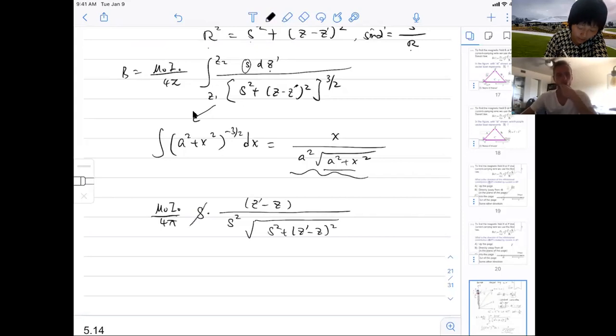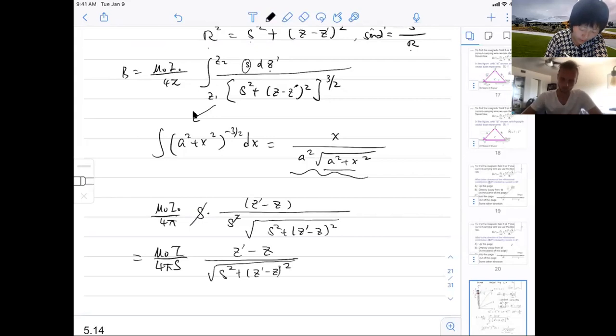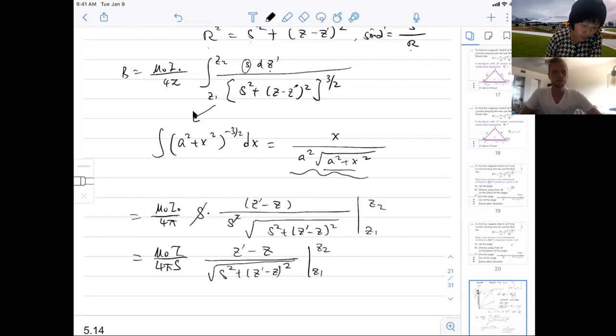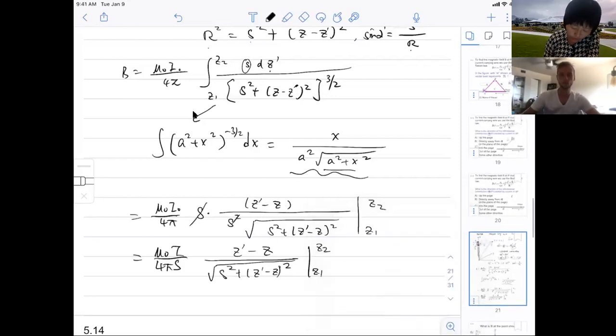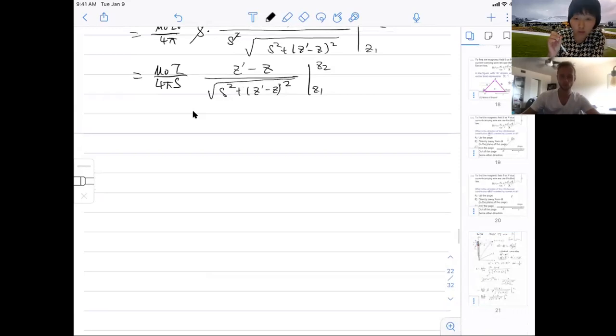Okay, and you can see I cancel this, I get the 1 over S over here. So mu naught I over 4 pi S times (Z prime minus Z) over the square root of S squared plus (Z prime minus Z) squared. Of course you have your limits Z1 to Z2. At this point, I'm going to plug in Z1 or Z2. I'm going to now blow up that little section we did not draw very big. So this is our DL.